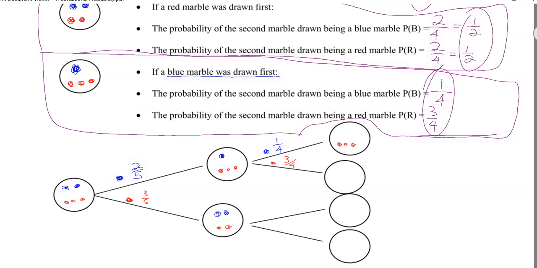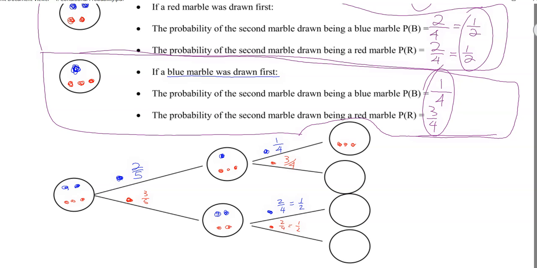Okay, so we need to fill in each branch. This is just your basic tree diagram, right? But it's a tree diagram based on conditional probabilities. So the probability of getting a blue as the second, there are 2 out of 4, right? Or 1/2. And probability of drawing a red as the second marble is 2 out of 4, or 1/2.